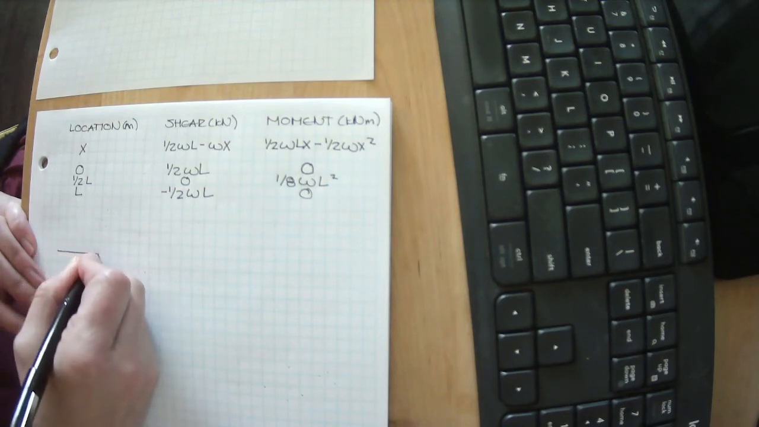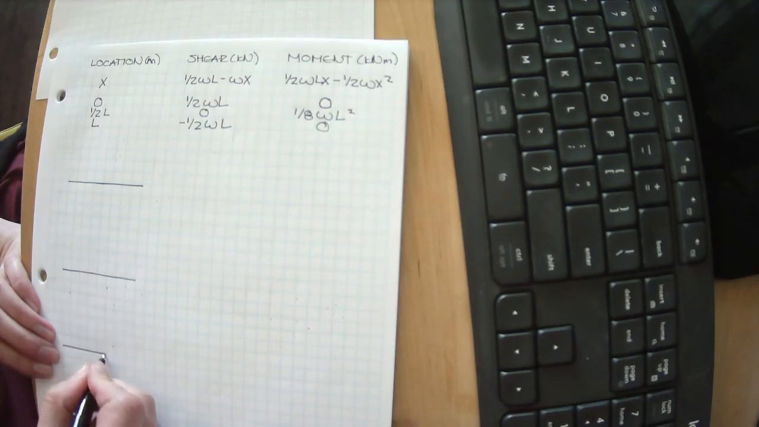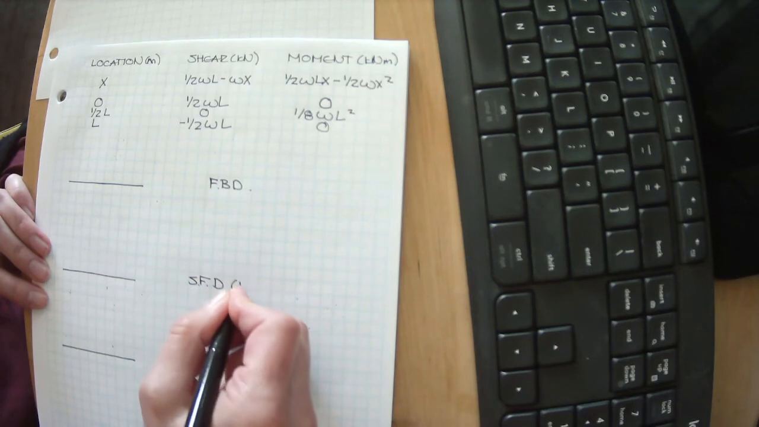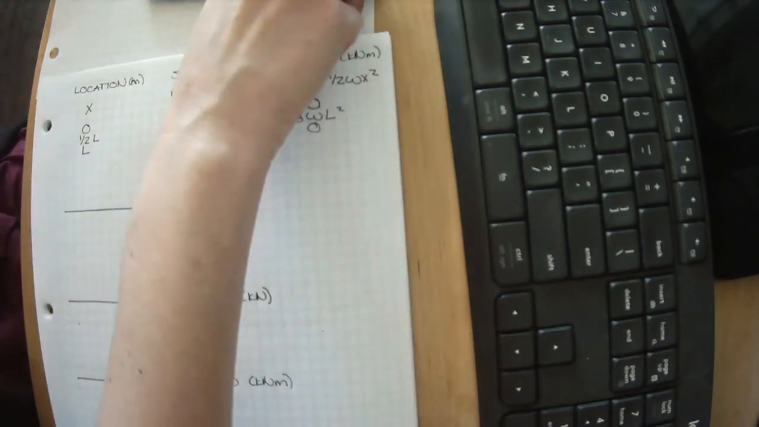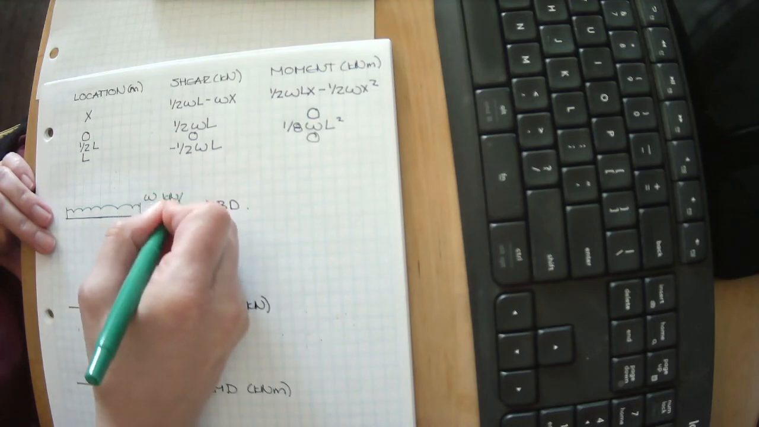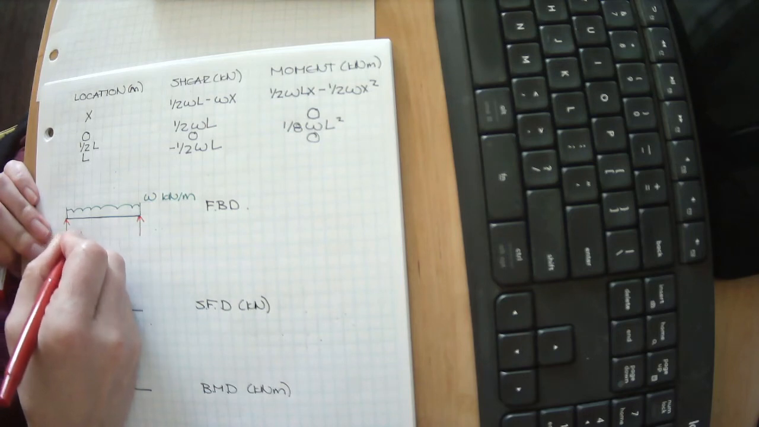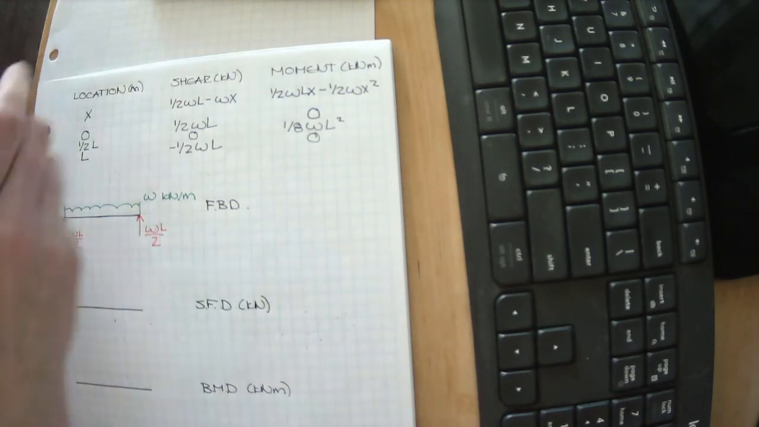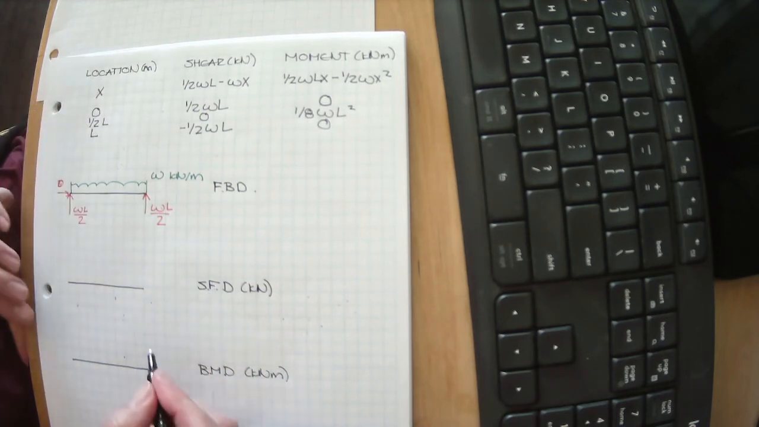Let's draw our free body diagram, our shear force diagram, and our bending moment diagram. So this is the free body diagram, the shear force diagram in kilonewtons, and the bending moment diagram in kilonewton meters. Our free body diagram was W kilonewtons per meter. And we had solved for these reactions, and the reactions were WL divided by 2 and WL divided by 2. That's 0.